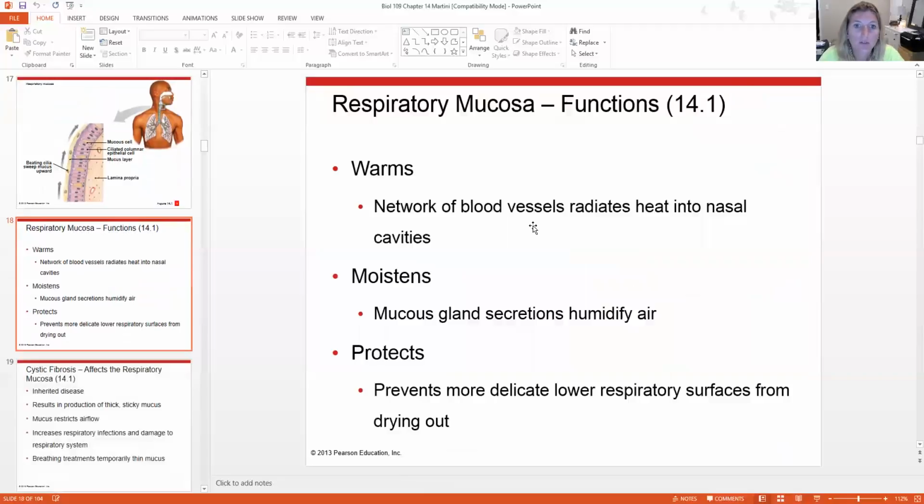Let's talk about the respiratory mucosa. It warms the blood vessels, radiating heat into the nasal cavities. It also moistens because of the mucus glands humidifying the air. It also protects the more delicate lower respiratory surfaces from drying out.